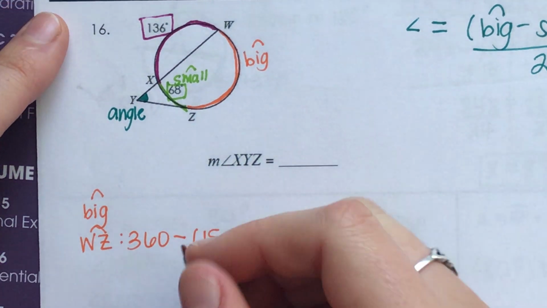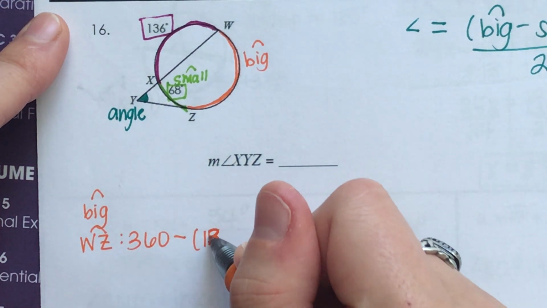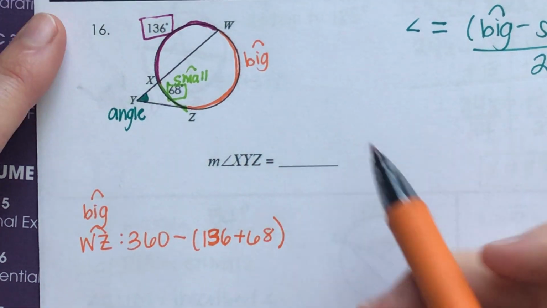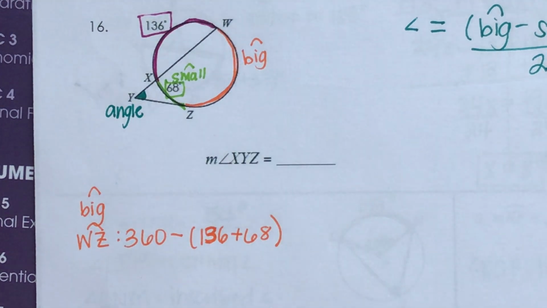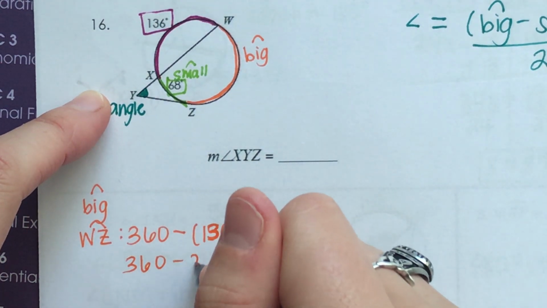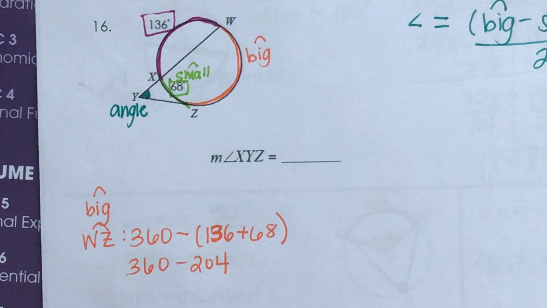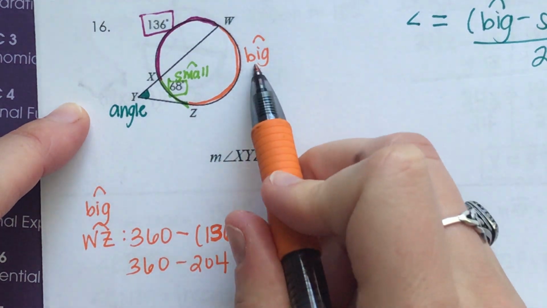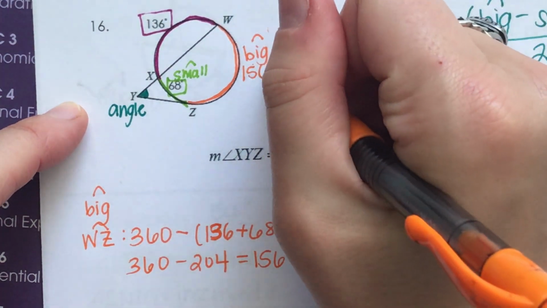Ooh, I have a whoops. It should be 136. My bad. 136 plus 68. And that's going to give me what's left over here in the orange. And then once I have that, I can actually plug it into the equation here. So if I add 136 plus 68, I get 204. And so if I do 360 minus 204, I get 156. So my big arc is 156.